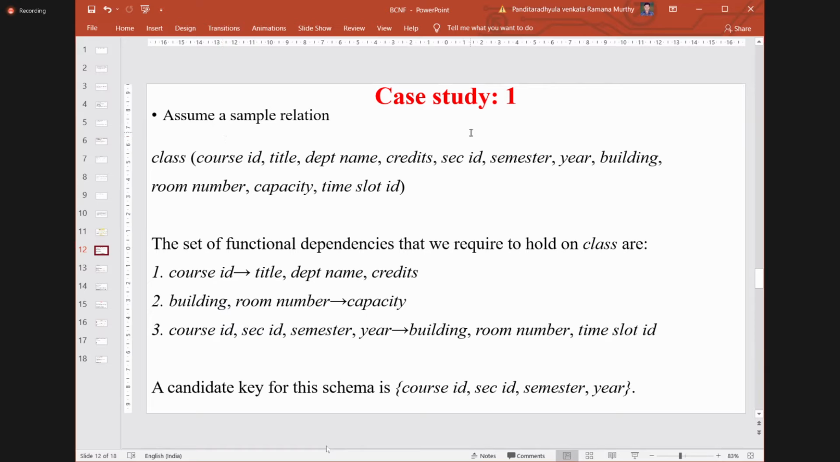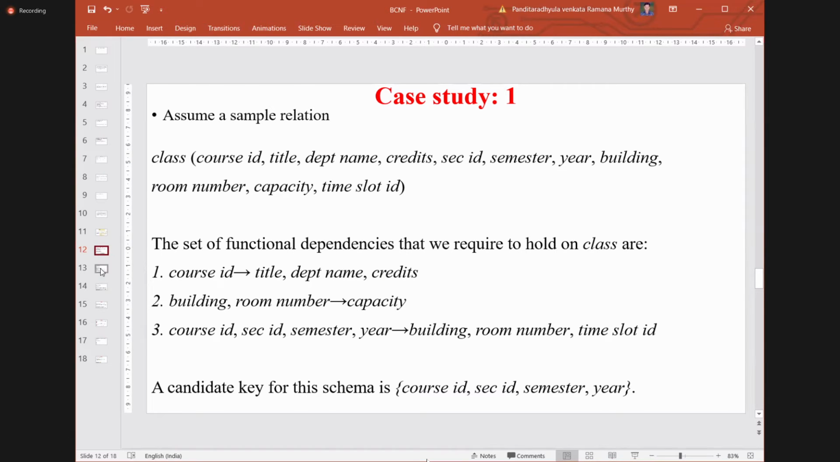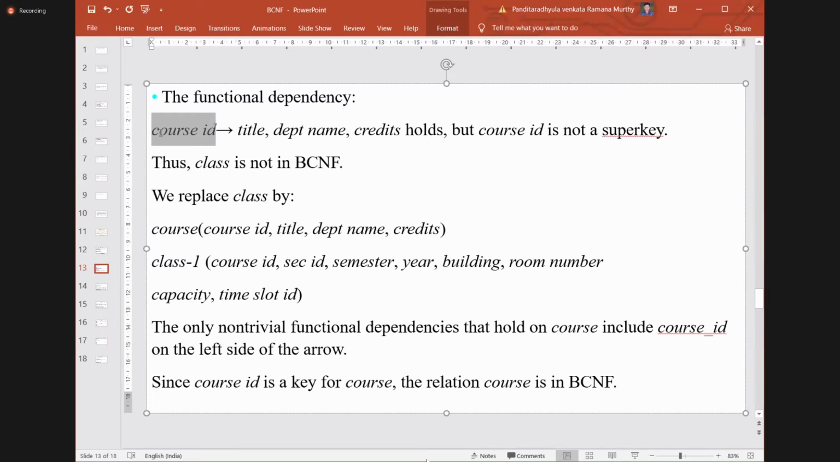For B section, same course ID occurs. For C section, same course ID occurs. For D section, same course ID occurs. So if you have all fields together in a single table, you can't identify course ID as a super key, because you have different sections for each and every year. Course ID is also part of it. So in the class table, course ID can't be identified as a super key.